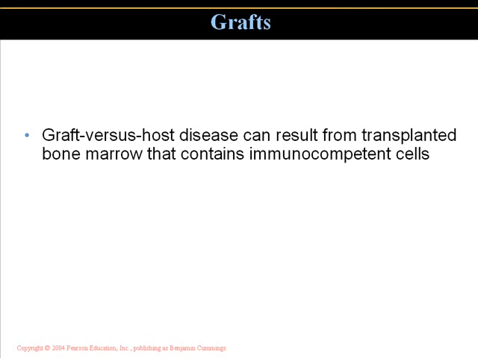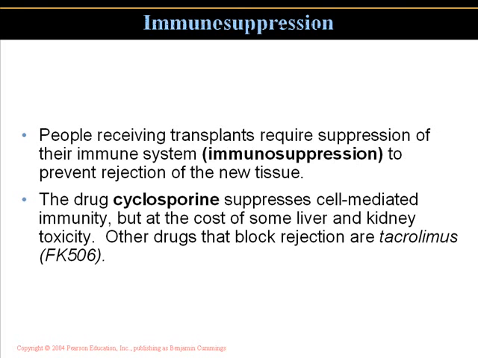Again, graft versus host disease can result from transplanted bone marrow that contains immunocompetent cells. People that receive transplants require suppression therapy of the immune system, immunosuppression, to prevent rejection of the new tissue. Now, there are certain drugs that we can administer that will suppress this cell-mediated immunity. But unfortunately, it does cause significant toxicity in the liver and in the kidneys. Because of this, these drug levels also have to be closely monitored.